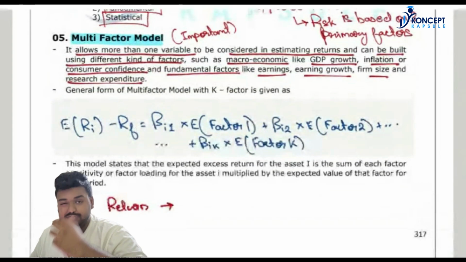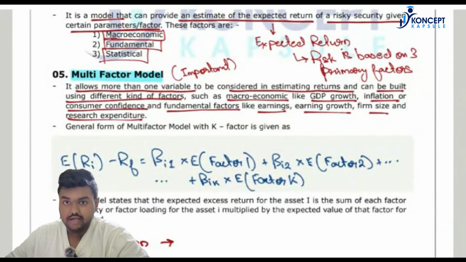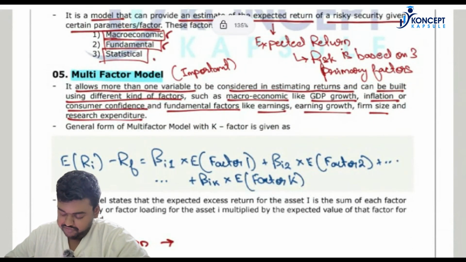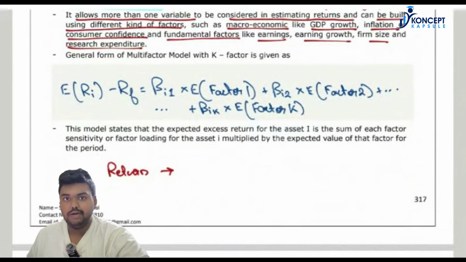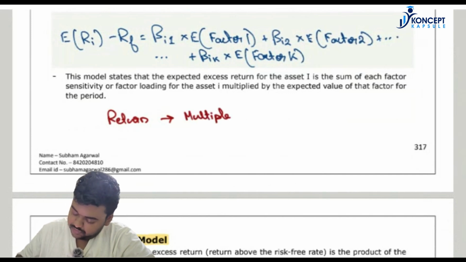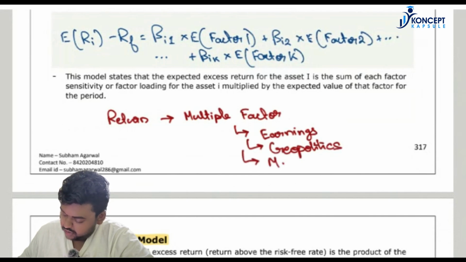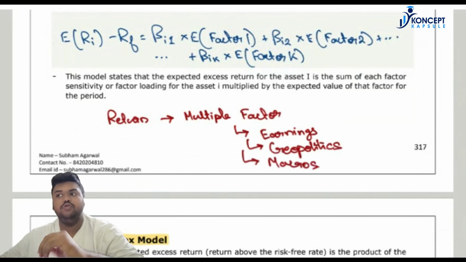Okay, so in the single index model, the return generating model, it was saying that returns are based on the three primary factors that are macroeconomic, fundamental, and statistical. In the multi-factor model, it is saying that return is based on multiple factors. Now these multiple factors can be earnings, can be geopolitics, can be macros, and so on and so forth.